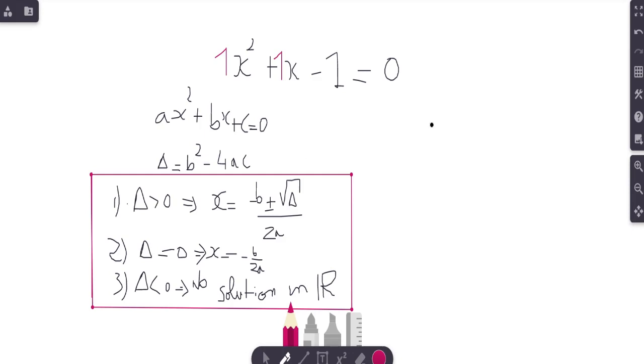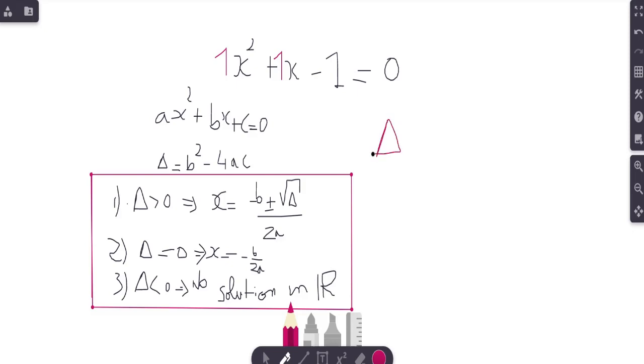So once we have done that, we have to calculate the delta, which is b squared minus 4 multiplied by a multiplied by c. Okay. And then with respect to the sign of delta, we will have different solutions. If delta is negative, we'll have no solution in R. So let's calculate delta first.